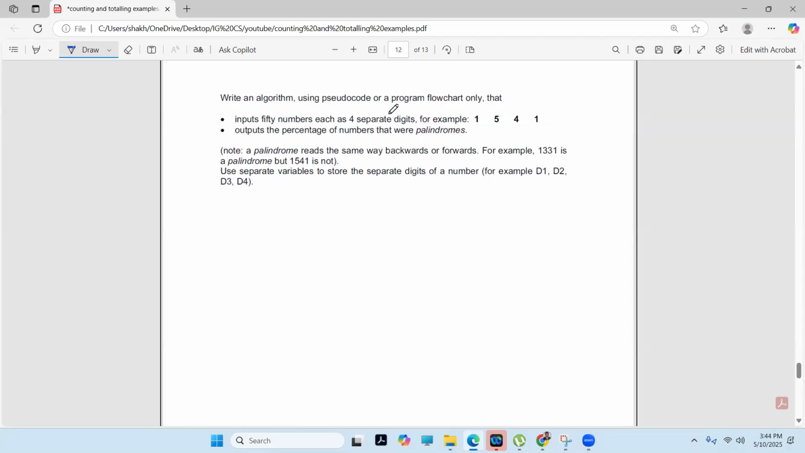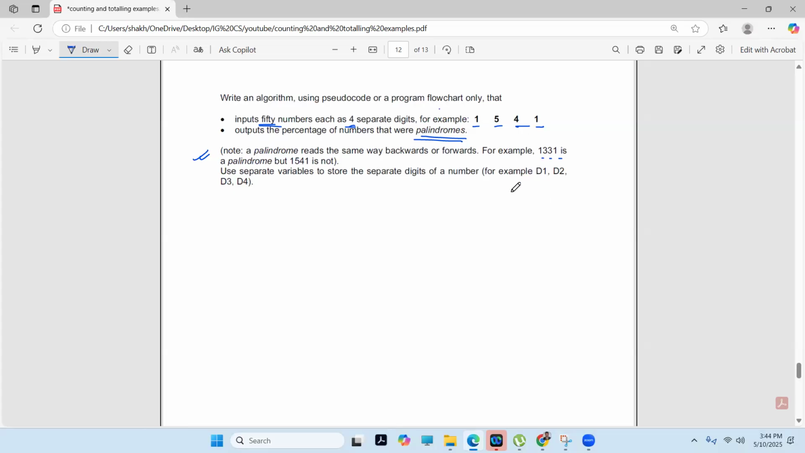Write an algorithm using pseudocode or program flowchart that inputs 50 numbers. So again, we have to use a for loop because they said how many numbers: 50 numbers, and 4 separate digits. So the numbers have 4 digits: first digit, second digit, third digit, and fourth digit. Output the percentage of the numbers that are palindromes. I don't know what a palindrome is, so the question setter will help me understand. Note, a palindrome reads the same way backward and forward. For example, 1331 is a palindrome, but 1541 is not.